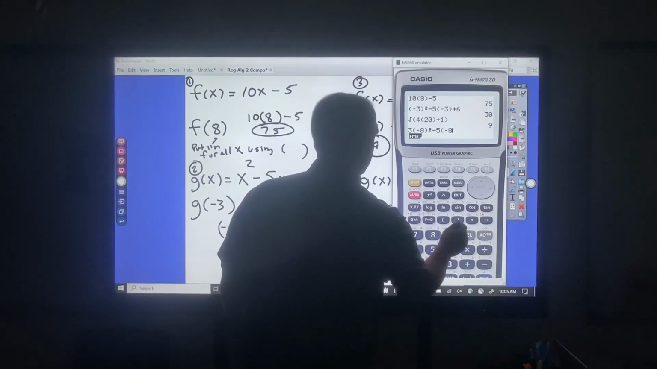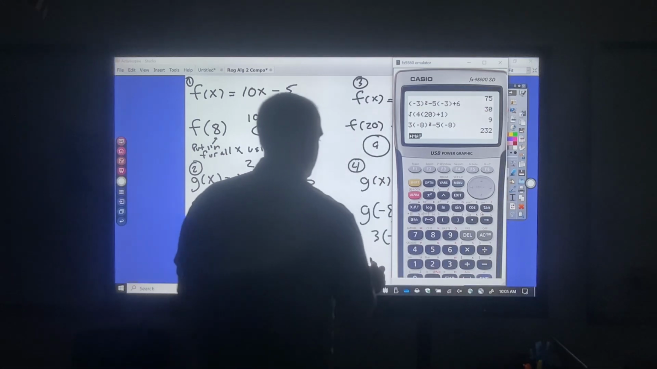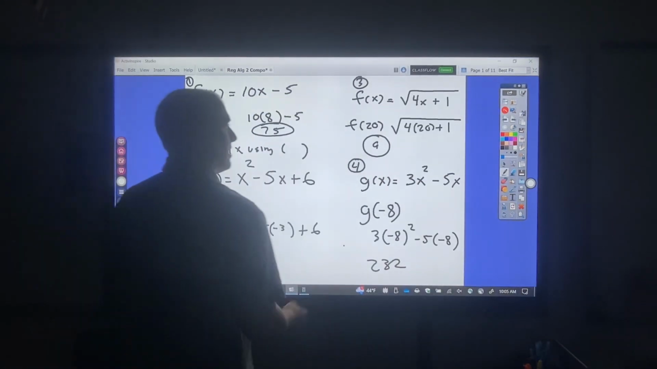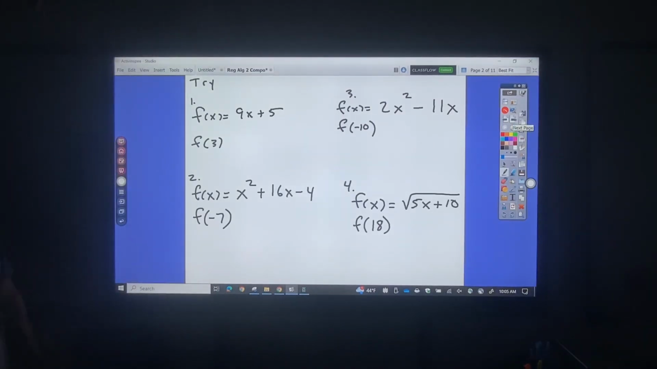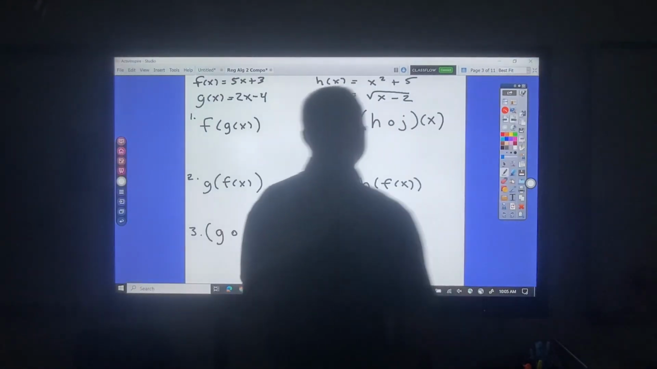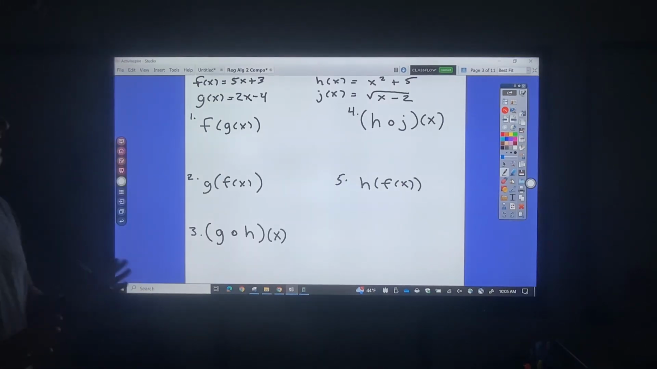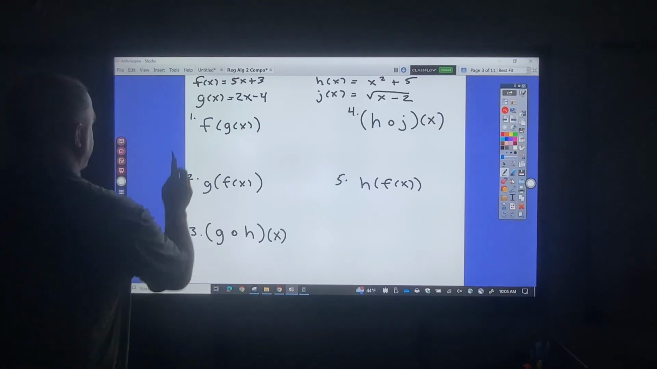Let the calculator do the work. 232. Okay? So that's evaluating. You guys try these. Okay? Now, this next part is something called composition. And we're going to relate it back to what we just did.